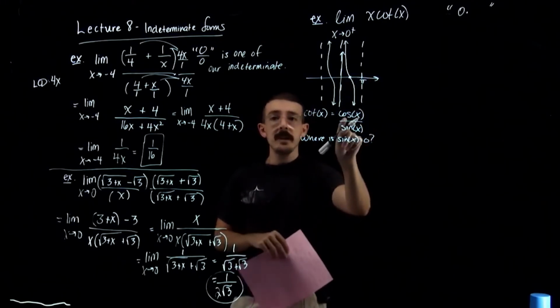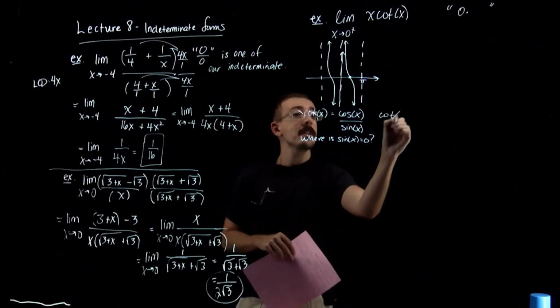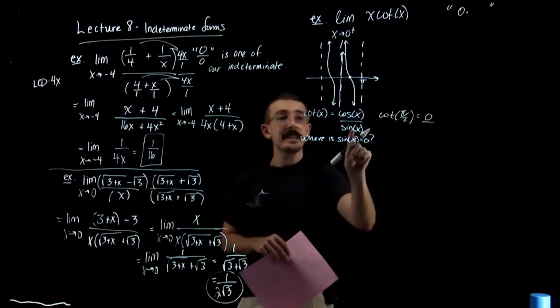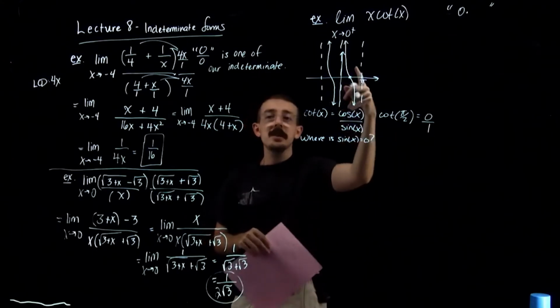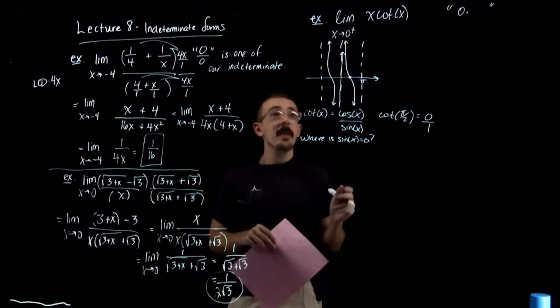And at pi over 2 right here, right in the middle of 0 and pi, if you plug that in, cosine is 0. So cotangent of pi over 2: cosine is 0 and sine is 1. So that's why I have this point right here. So it looks like the tangent graph. It's just kind of pushed over a bit and also flipped.